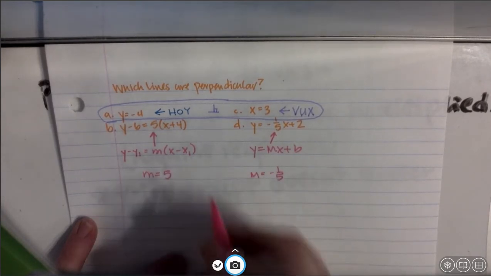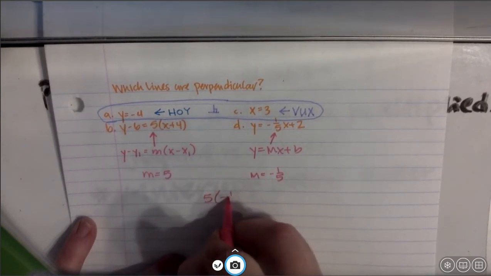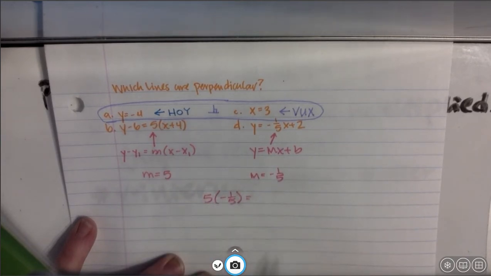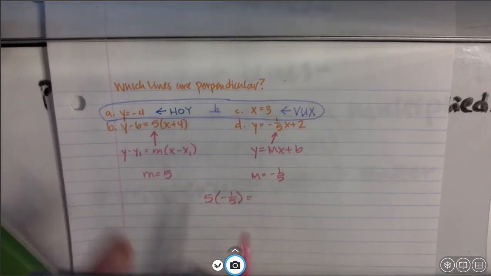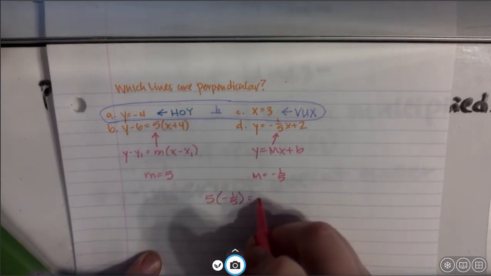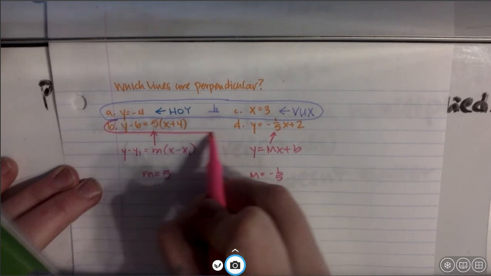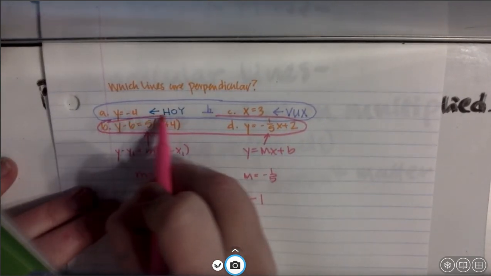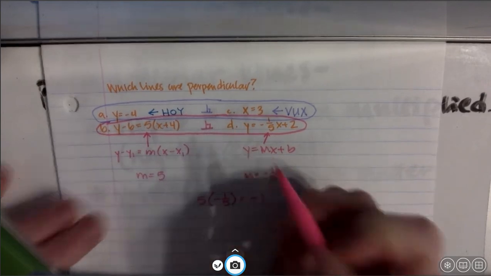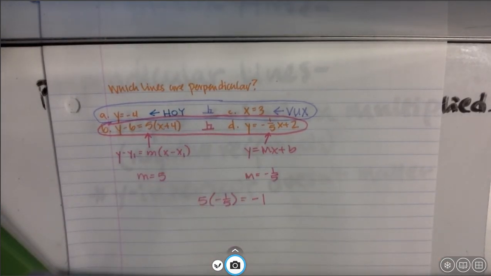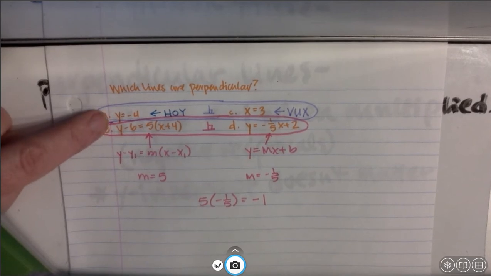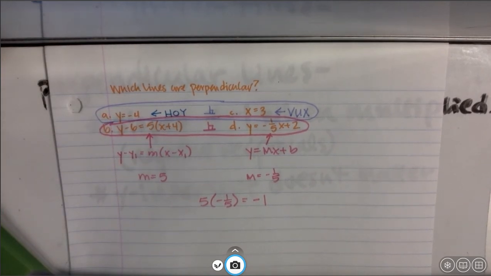-1/5. 5 times -1/5. Well, first one is 1/5 of 5. That's 1. And it's negative. That means my answer is -1. Awesome. So we can now say these two lines as well are perpendicular. Notice I'm not worried about the y-intercept on any of these, except for this one because it is a y-intercept. I'm not really worried about the y-intercept on any of these because y-intercept does not matter with perpendicular lines.